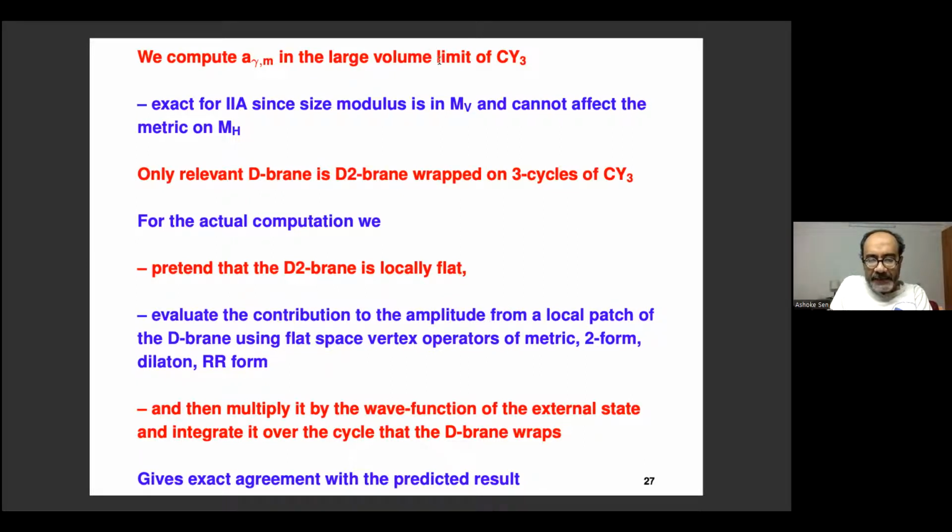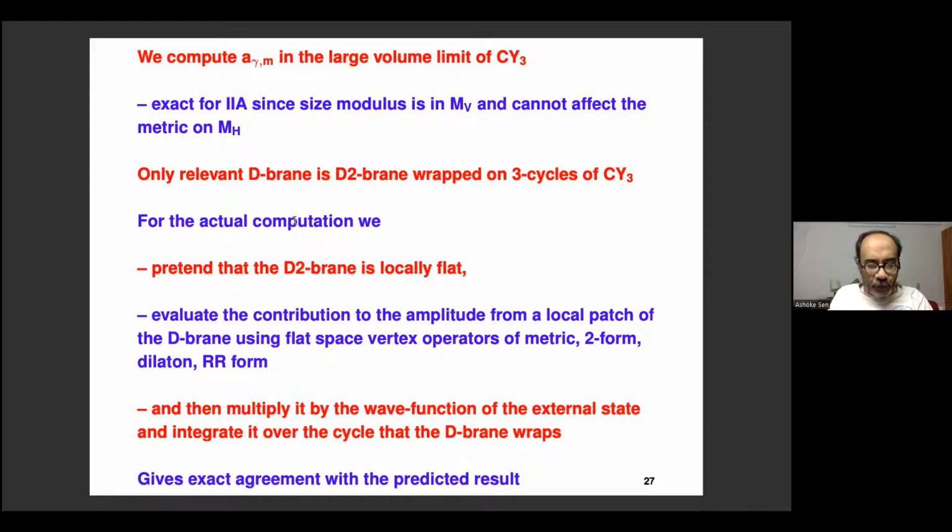And this limit, in fact, is exact in type 2A because the size modulus is in the vector multiplet, and that cannot affect the metric on the hypermultiplet, again because of the factorization between the hypermultiplet and the vector multiplet. And this I've already said: the only relevant D-branes are D2 branes wrapped on 3-cycles.